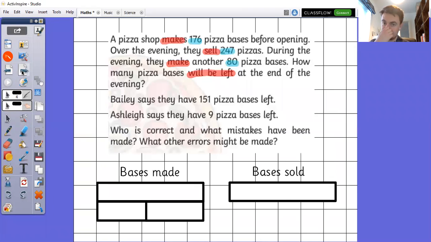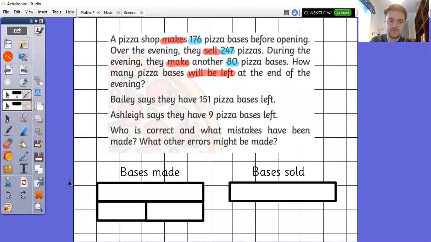Okay, so I've highlighted again the key vocabulary and the numbers. So I've got 176, 247, and 80. I've got two lots of the word make. Now I know if I'm making something, then I'm creating something, which means I'm adding to something. So those numbers are going to have to be added together. I've got one lot of the word sell. I know if I'm selling something, I'm getting rid of it. So that's going to be take away and will be left. If I'm looking at what's left over, then I know that's going to be take away.